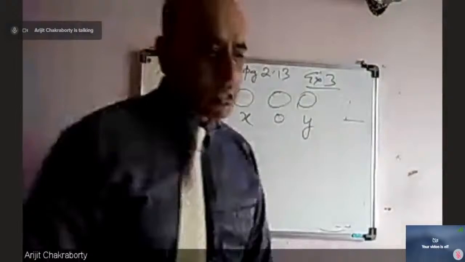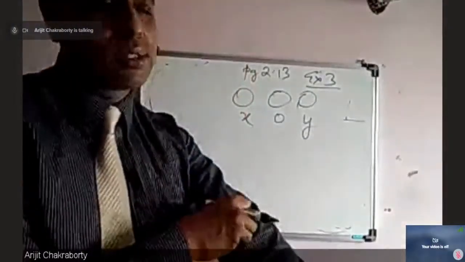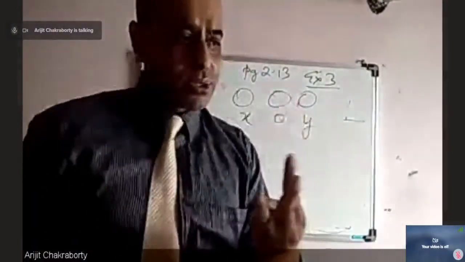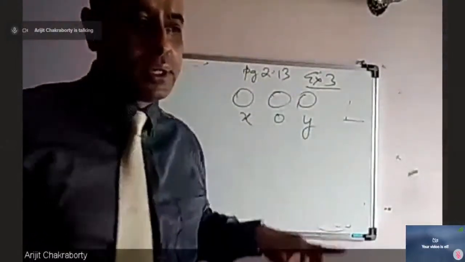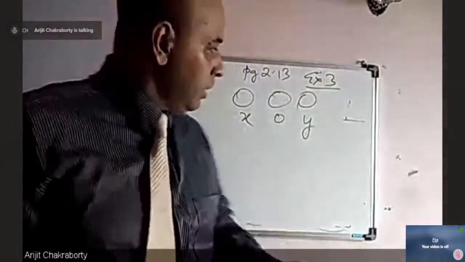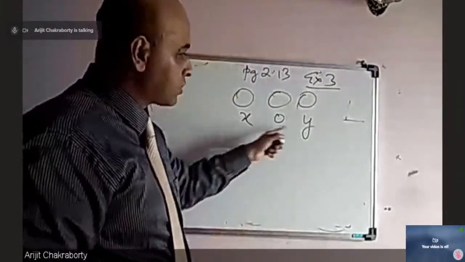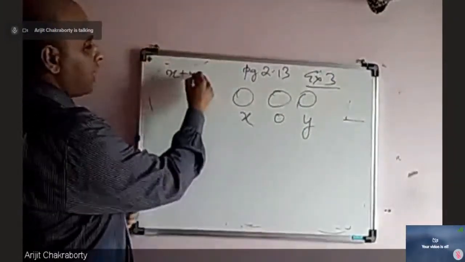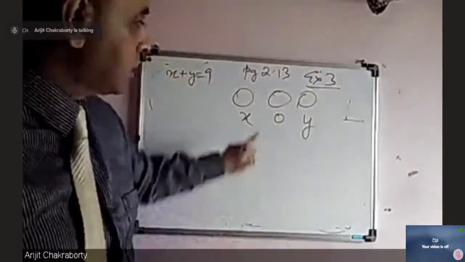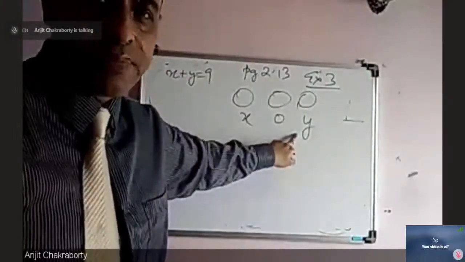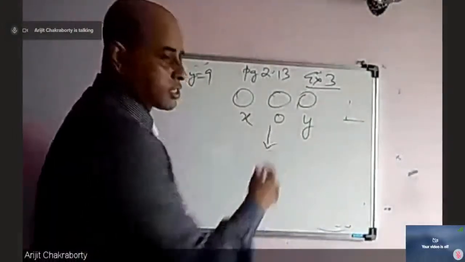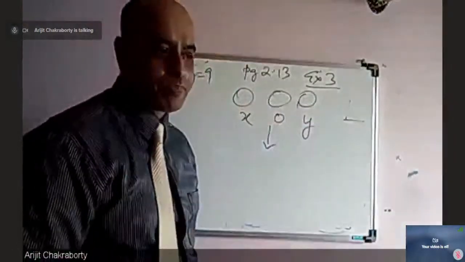The problem is saying that a number consists of 3 digits, of which the middle one is 0, and the sum of the other digits is 9. So, first of all we write x plus y equal to 9, because the sum of the digits is 9. X and y are the 2 digits. How to express this problem?